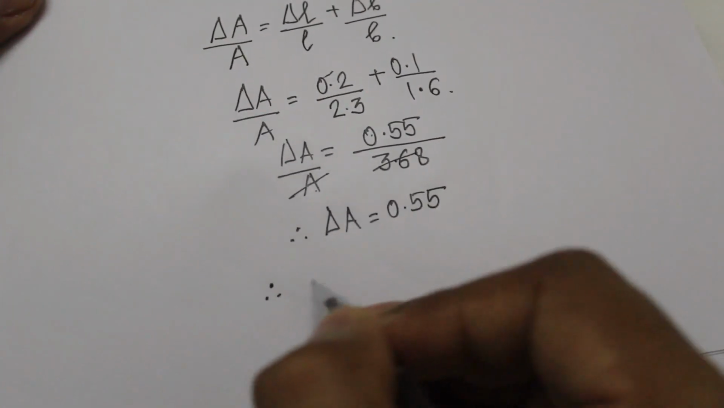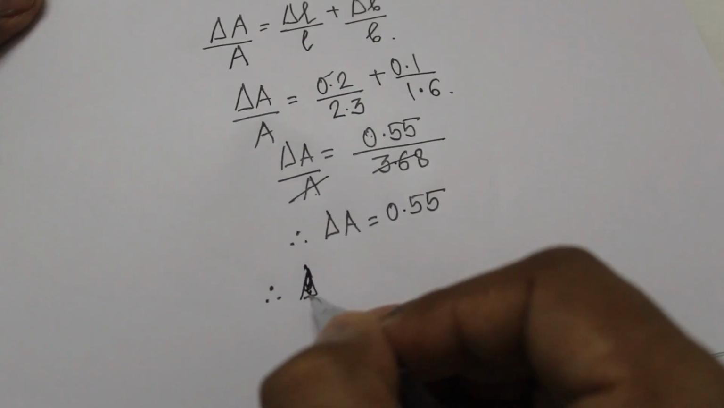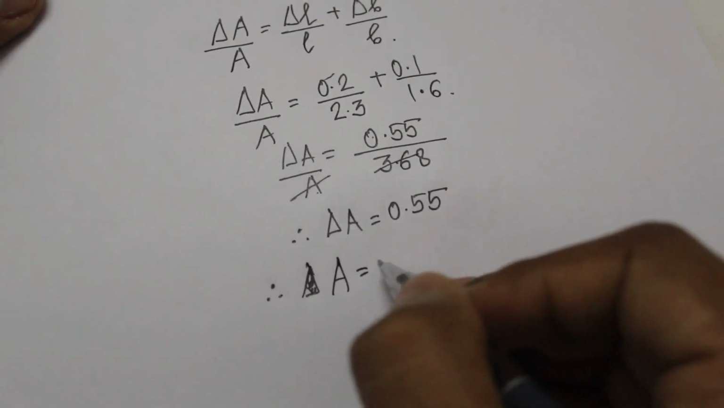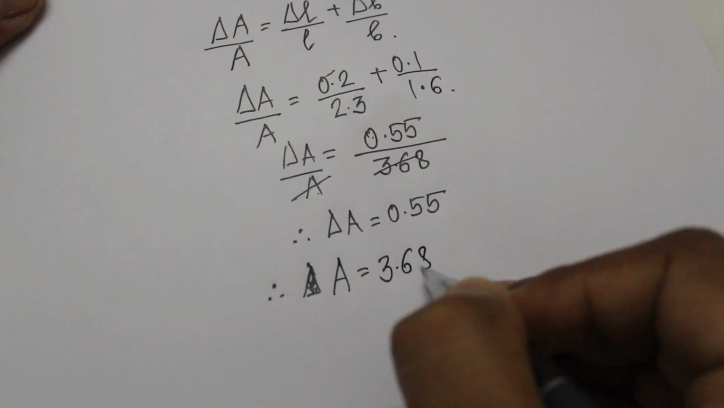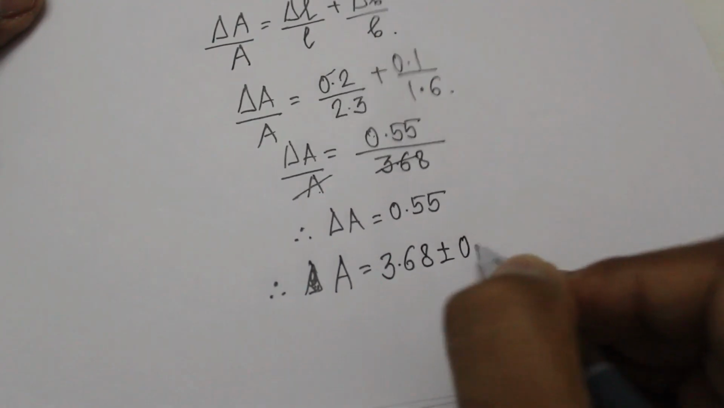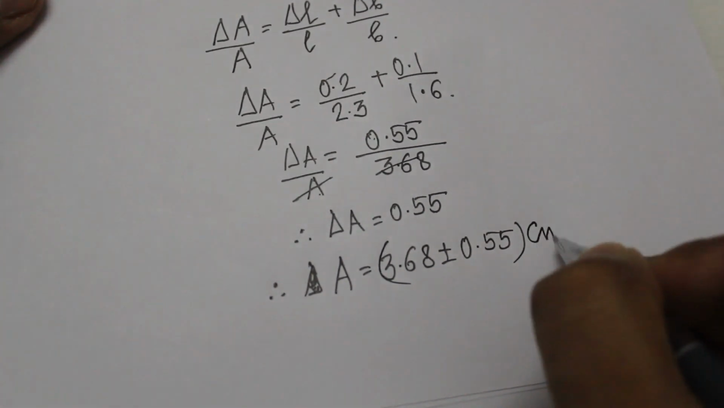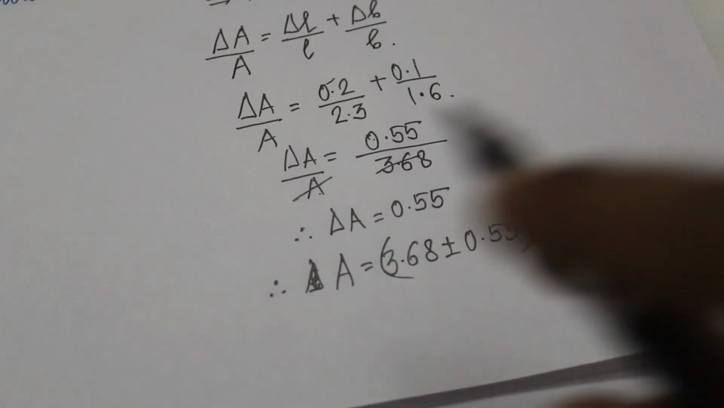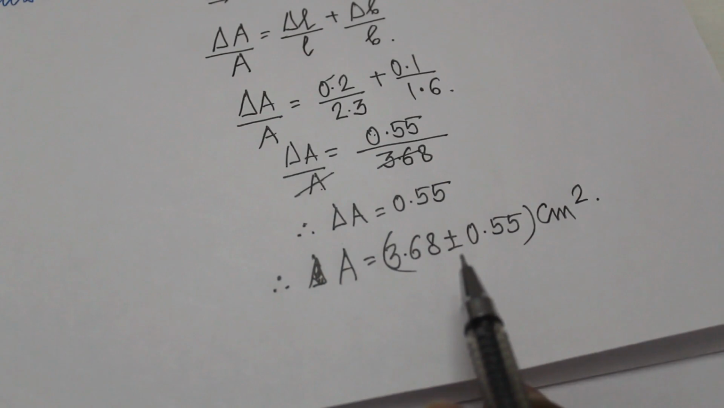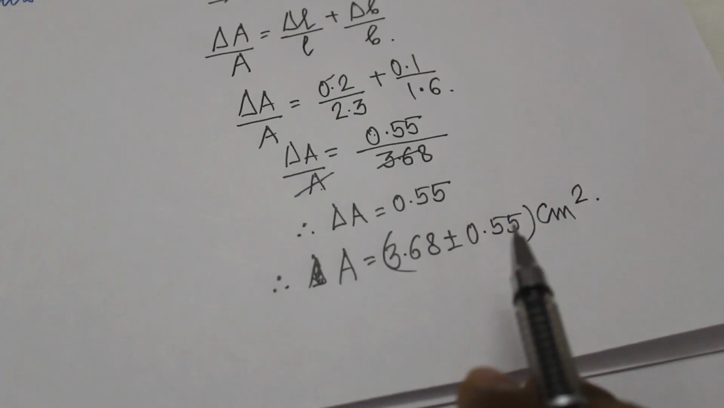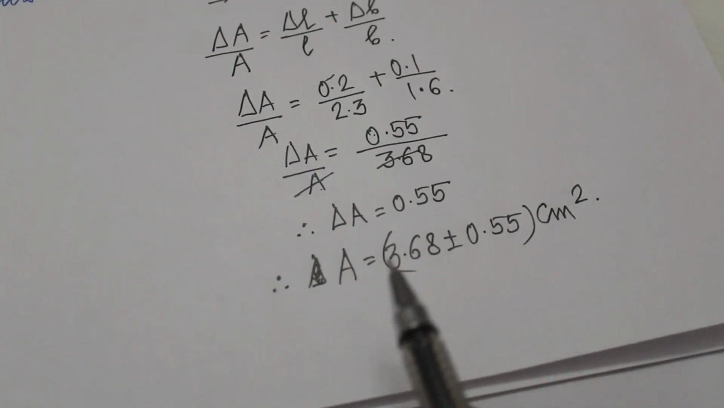So finally area will be given by 3.68 plus minus 0.55 centimeter square. It means there is a permissible error of 0.55 centimeter square in finding out the area of the lamina.